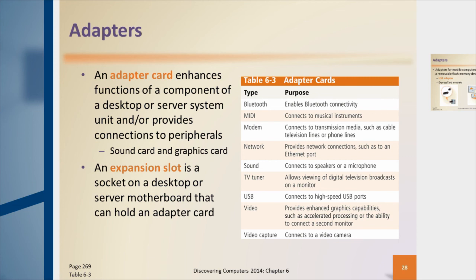We have to make sure that our expansion card is the same type as our expansion slot. So in other words, there are AGP cards that get plugged into AGP slots, PCI cards that get plugged into PCI slots, PCI Express, etc. So there's several different standards that are out there. We have to make sure that our card and the expansion slots that we have are the same.